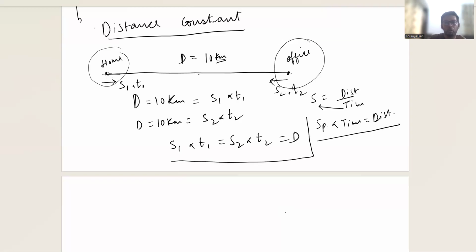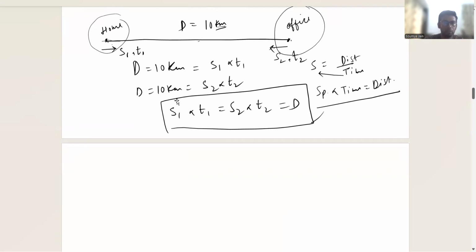So this is the very important relation in such kind of scenarios where distance is constant or fixed. Here the distance is constant or fixed, because again, home to office and office to home, the positions of my home and my office are same. The distance is constant, and in that case, we can apply this relation. Okay. So this is the thing. Okay. Now, how do we use this? So let's take up an example using this only.